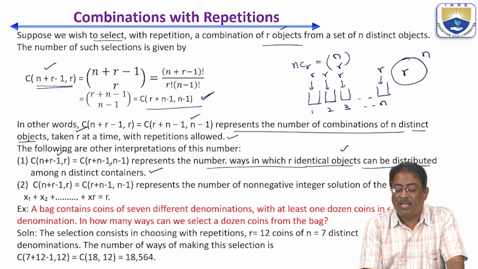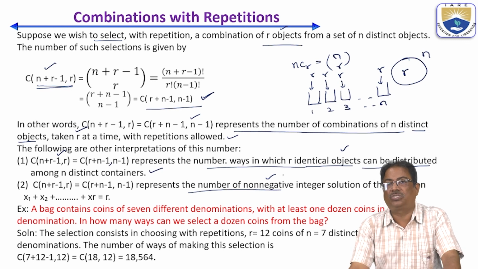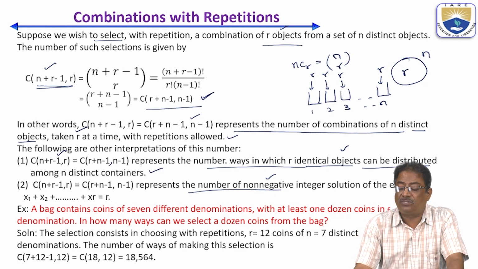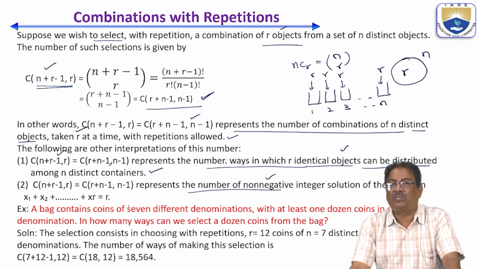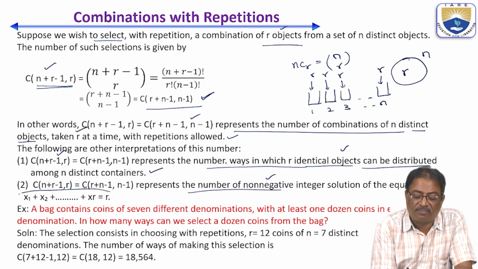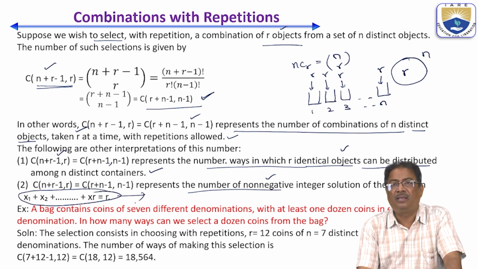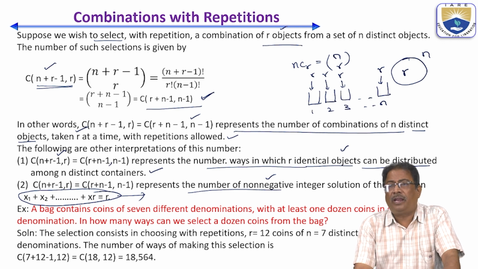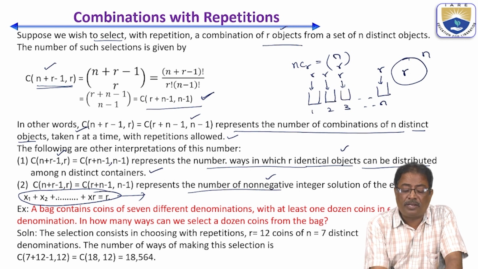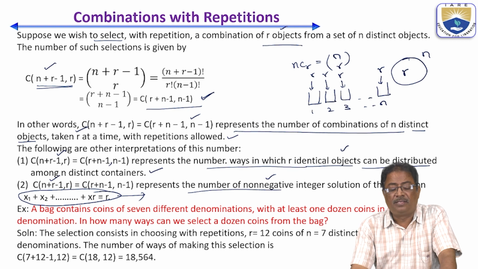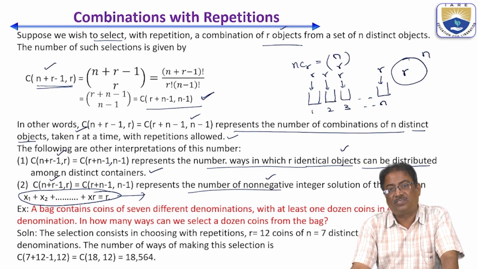And next, another way to say it is the number of non-negative integer solutions of the equation x1 plus x2 and so on plus xr is equal to r. To find how many solutions this equation has, we consider non-negative integer solutions, that is, greater than or equal to zero. How many non-negative integer solutions will there be? That is nothing but n plus r minus 1 Cr.